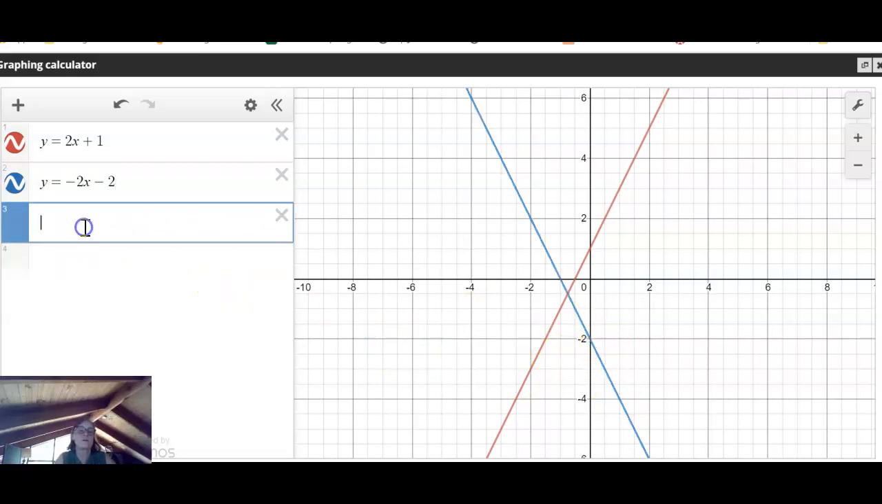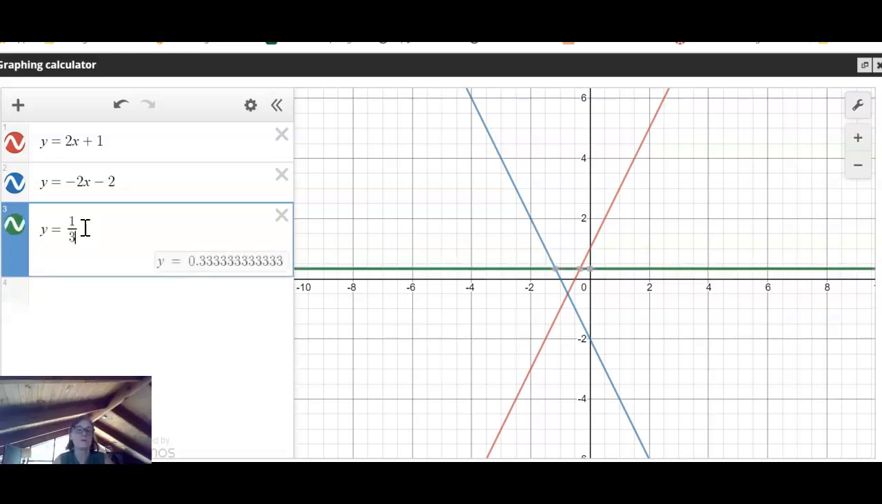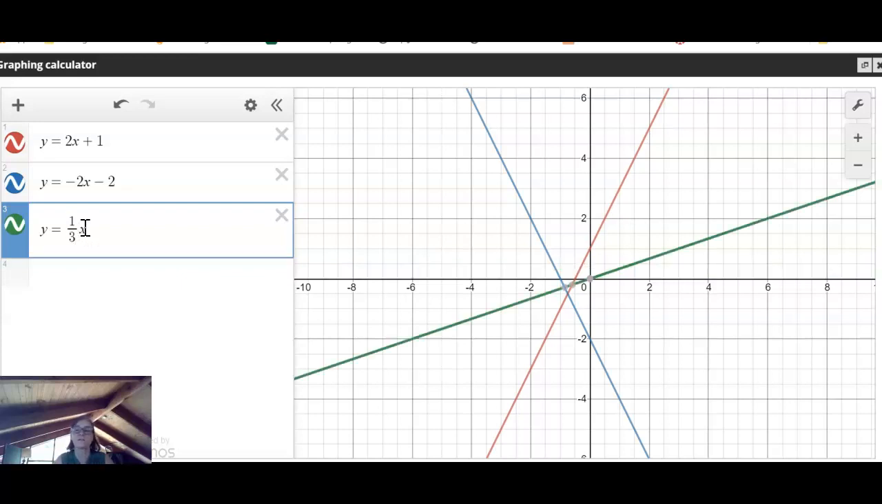So I might do one more. Let's make one with a not very steep slope. Maybe something that goes through 2. So y equals 1/3 x. You can see it goes through 0 right now because I haven't added anything on yet. So when there's nothing there and it's just y equals a number times x, those are lines that only have one intercept and they go through 0, 0.